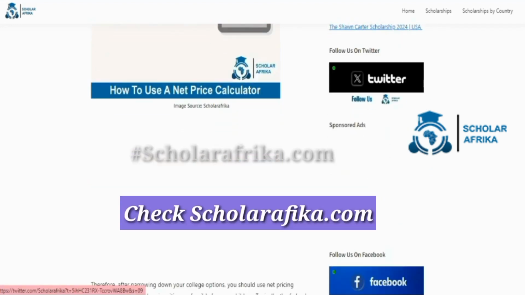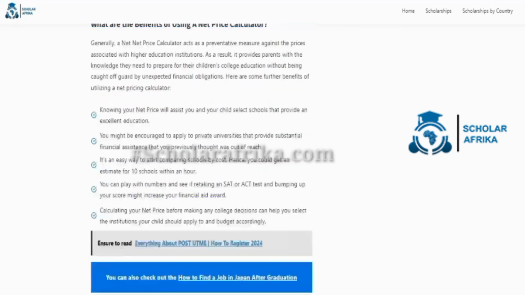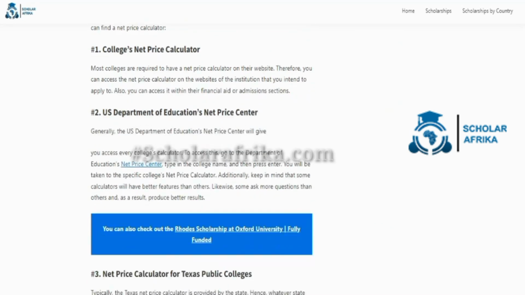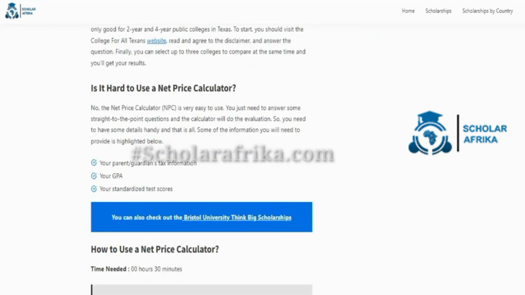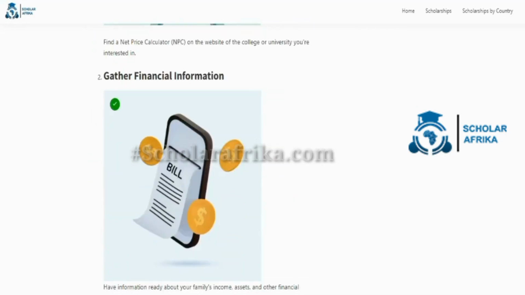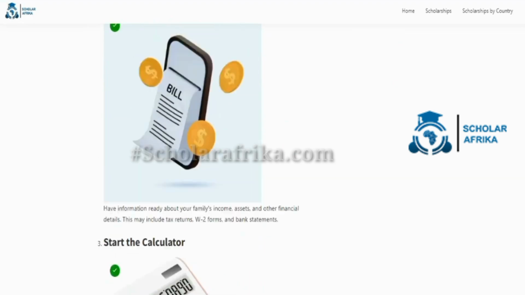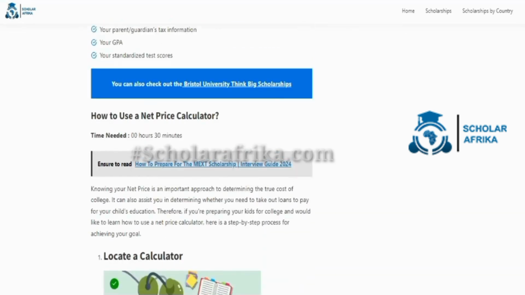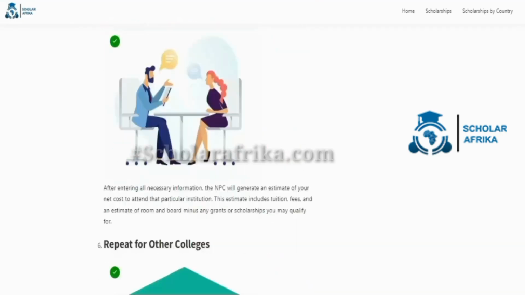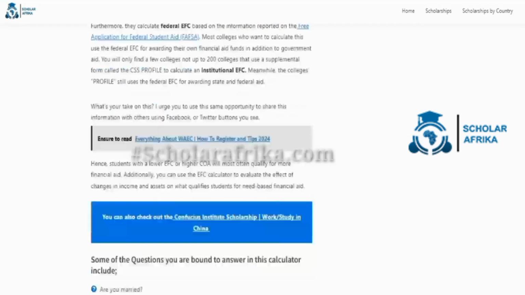Hence, qualifying for financial aid will depend on your financial need, which includes the difference between your college cost of attendance, COA, and expected family contribution, EFC. Below we've explained further what your COA and EFC entail. The COA, standing for cost of attendance, comprises your tuition, fees, room, board, books, supplies, equipment, transportation to and from college, and miscellaneous expenses. While the EFC comprises the student and parent income and assets, family size, number of children in college, and other demographic factors.